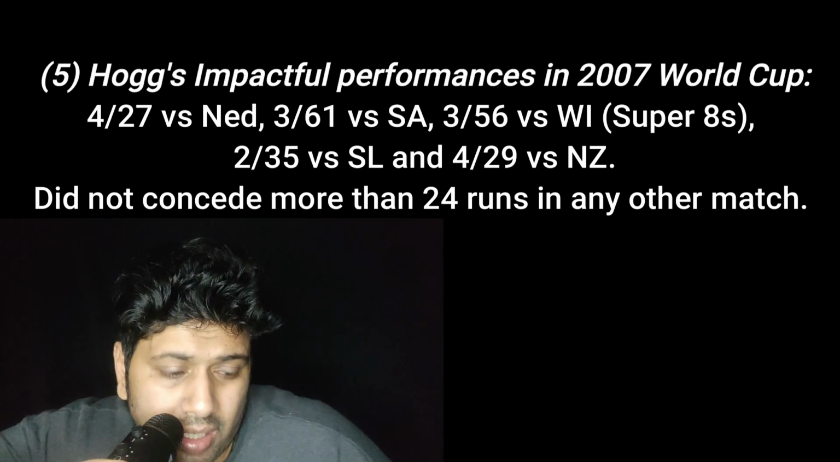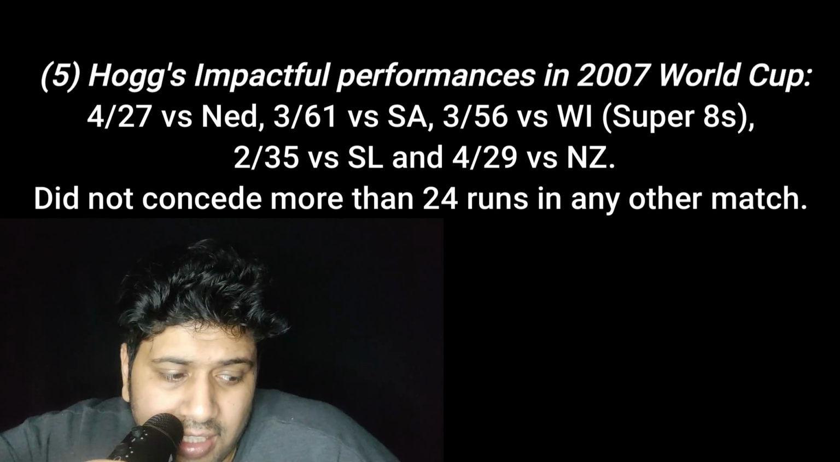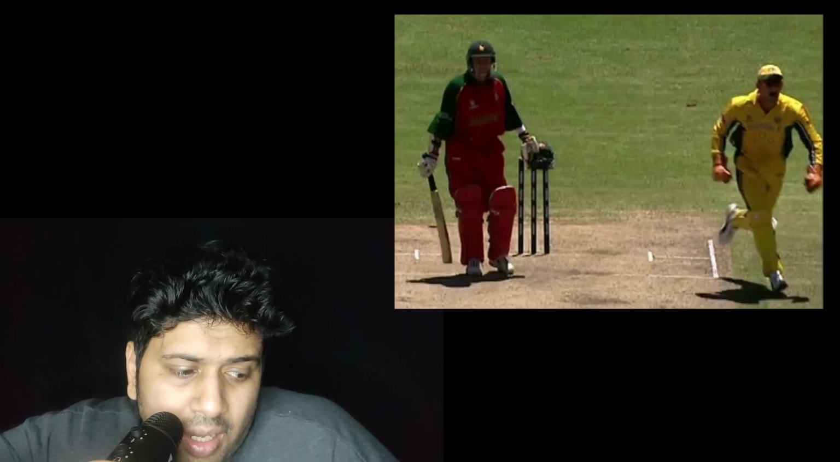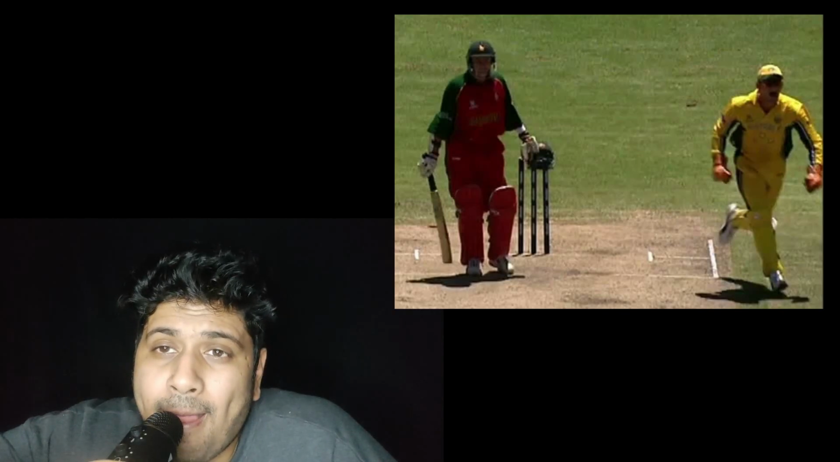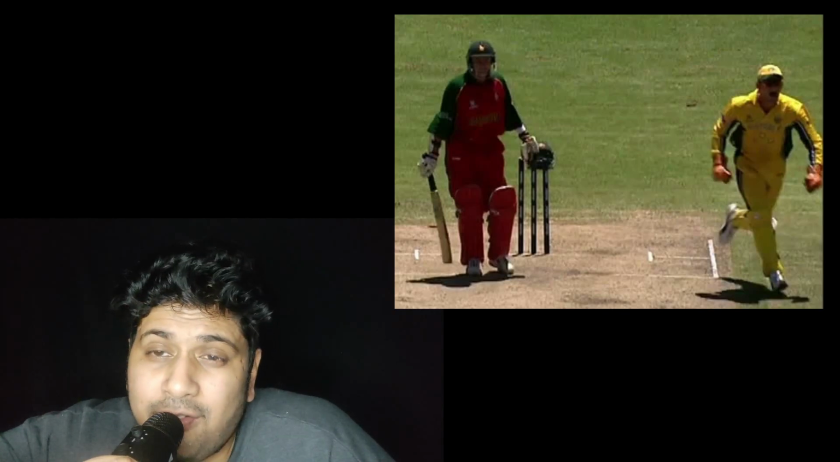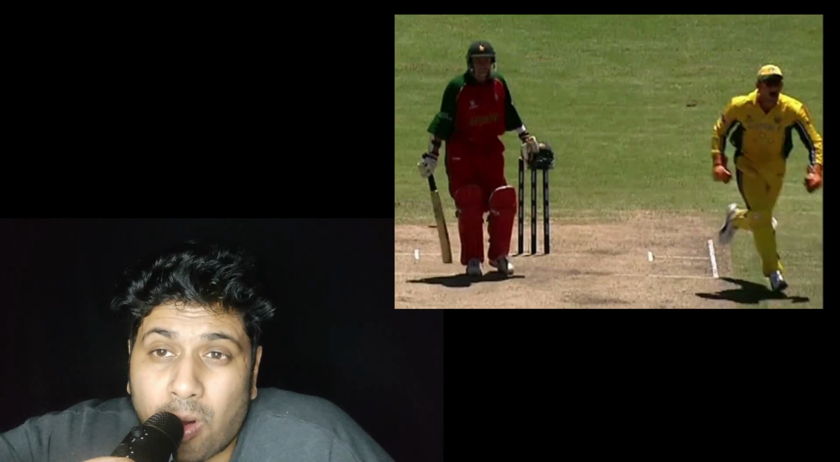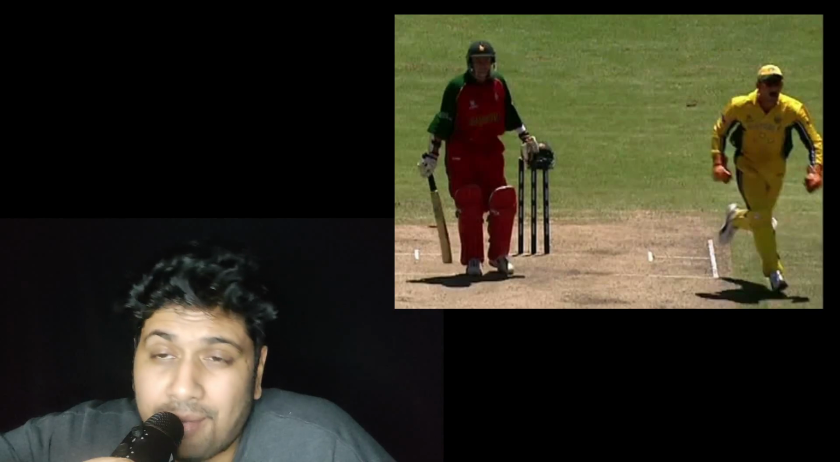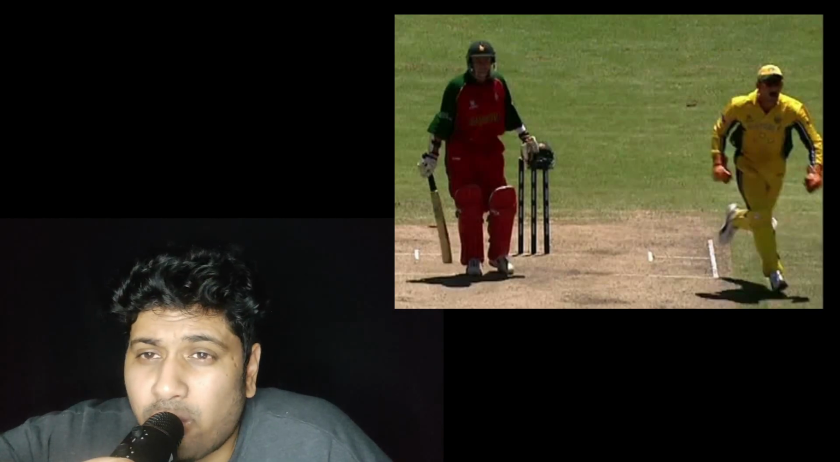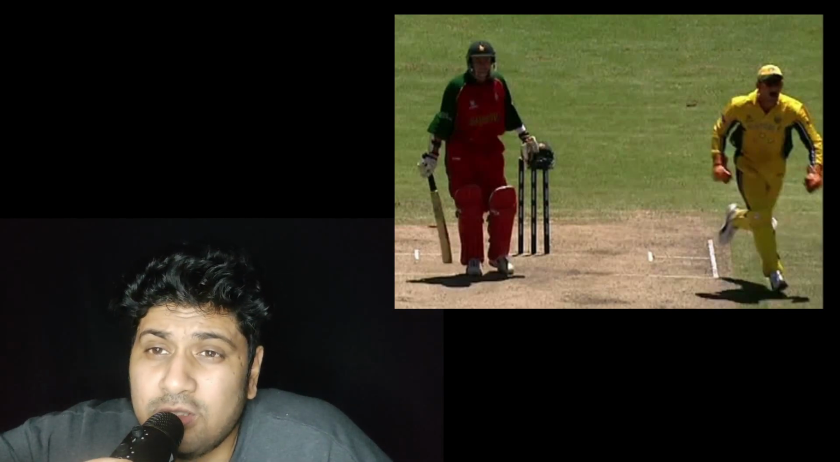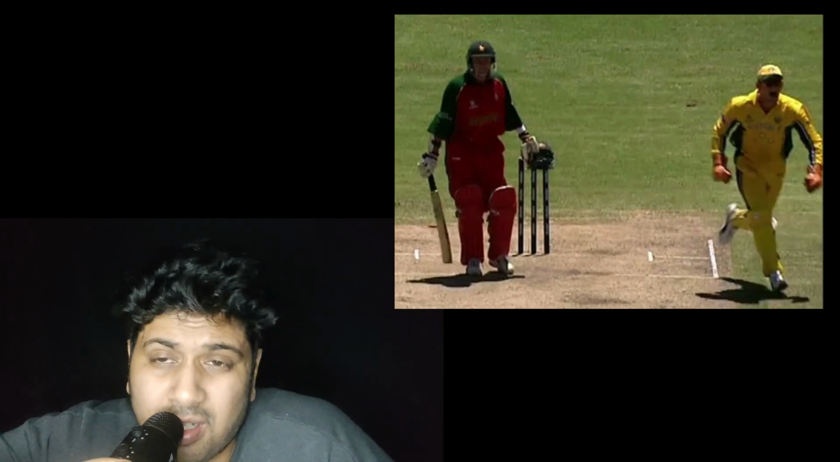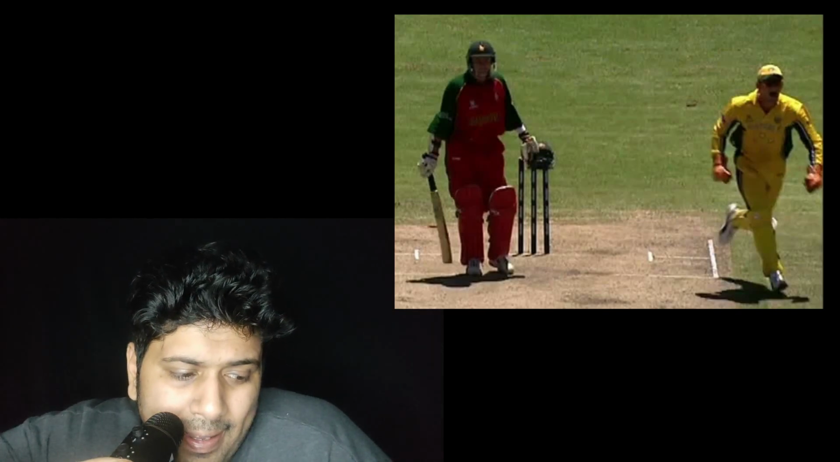Now, let's talk about the mode of dismissals. In the 2007 World Cup, Adam Gilchrist effected 4 dismissals off the bowling of Brad Hogg. So 4 stumpings. If you remember his wickets of Mahela Jayawardene, Andrew Flintoff, they're there on YouTube. If you can see how deceptive those wrong'uns were. So four stumpings in the 2007 World Cup.